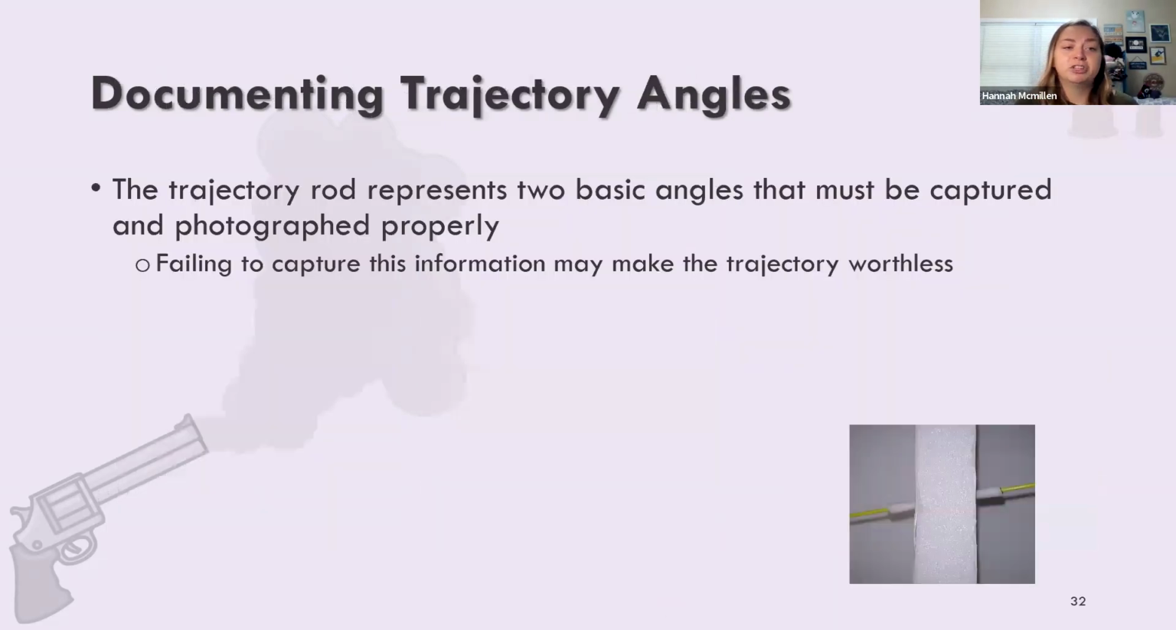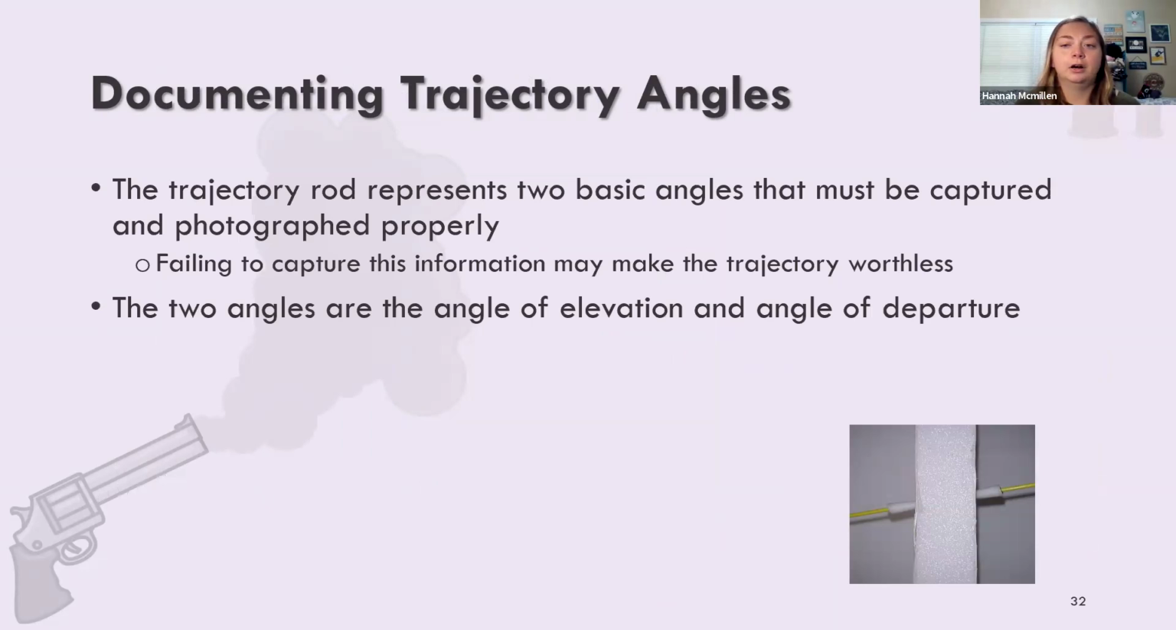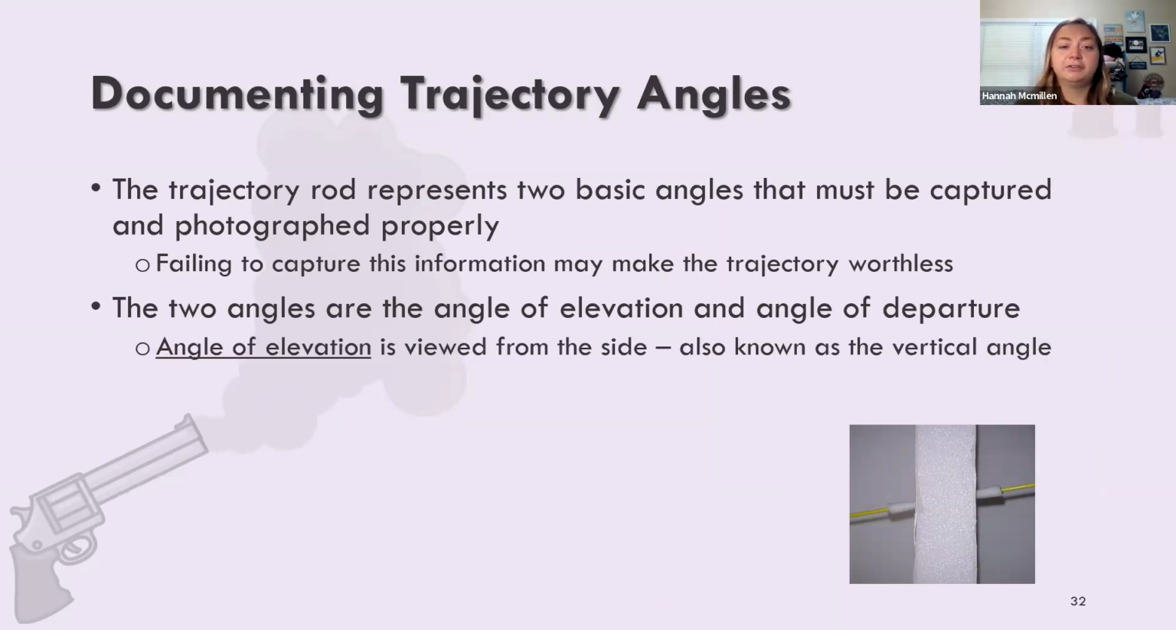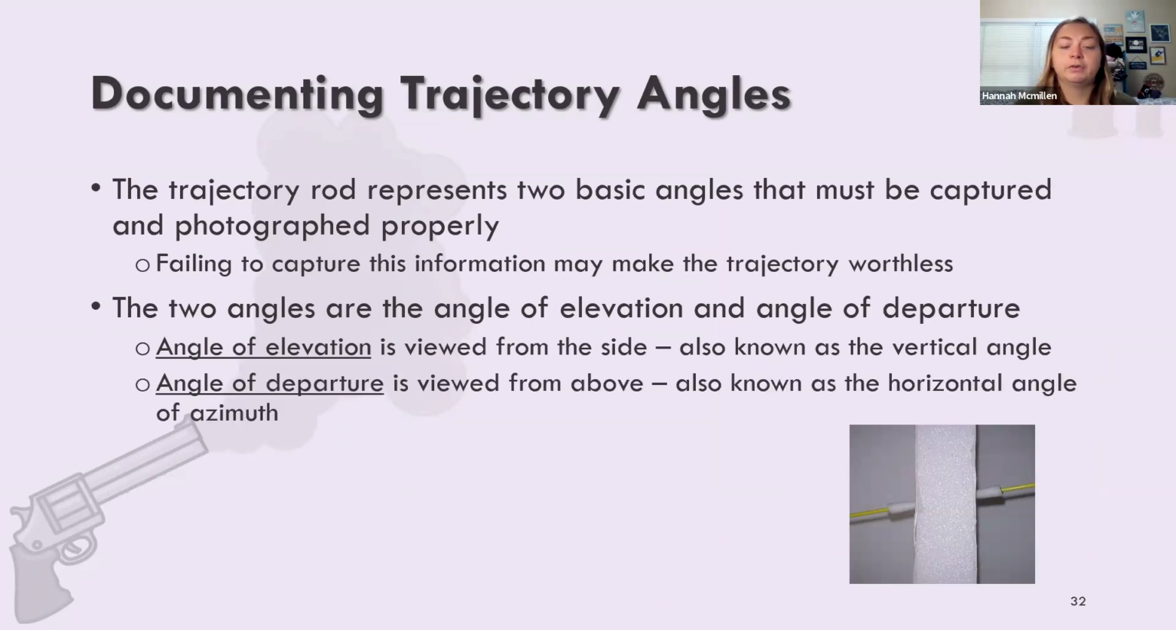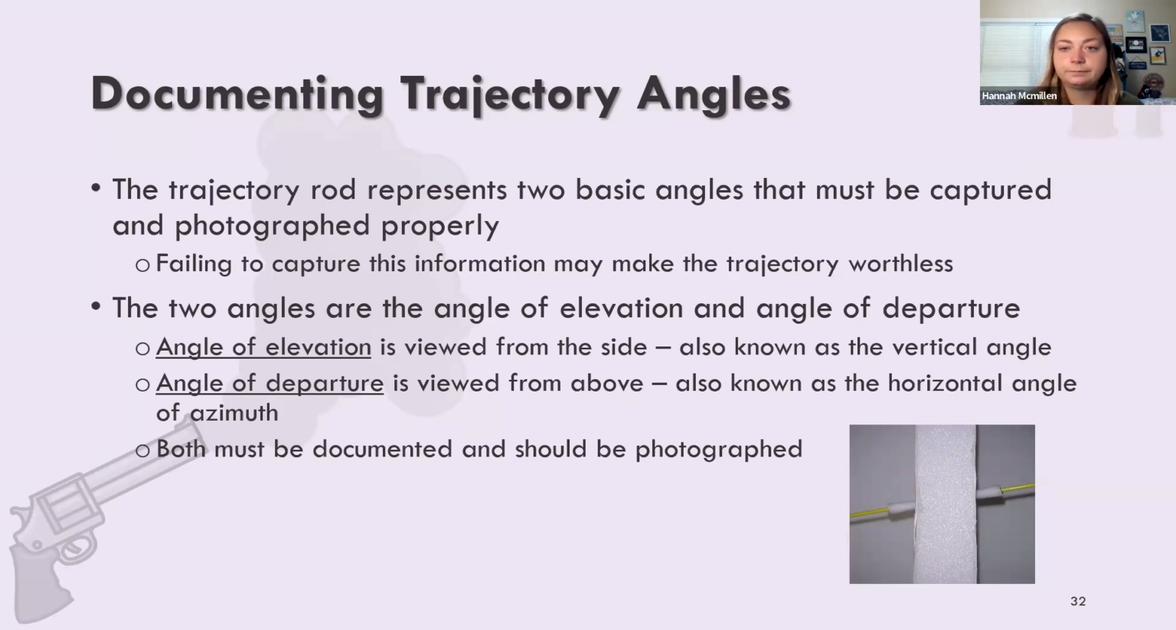When it comes to documenting trajectory angles, the trajectory rod represents two basic angles that must be captured and photographed properly. Failing to capture this information may make the trajectory worthless. The two angles are the angle of elevation and the angle of departure. The angle of elevation is viewed from the side. This is also known as the vertical angle. The angle of departure is viewed from above, and this is known as the horizontal angle or the angle of azimuth. Both must be documented and should be photographed. This is what allows us to do that impact angle calculation.